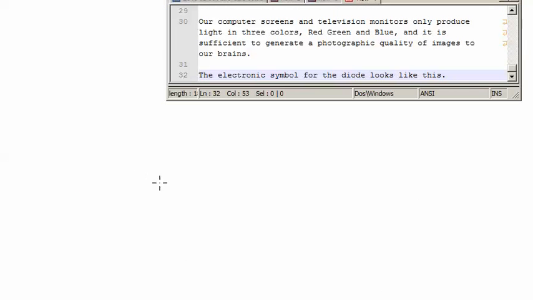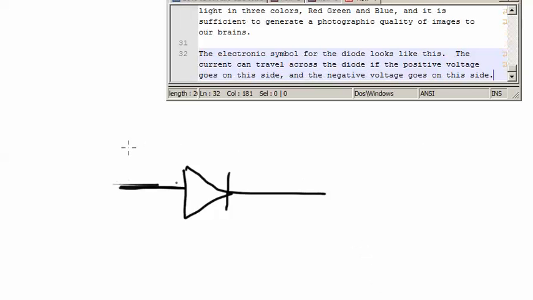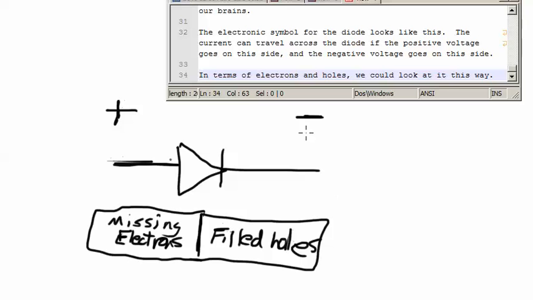The electronic symbol for a diode looks like this. The current can travel across the diode if the positive voltage is on this side and the negative voltage is on this side. In terms of electrons and holes, we can look at it this way.